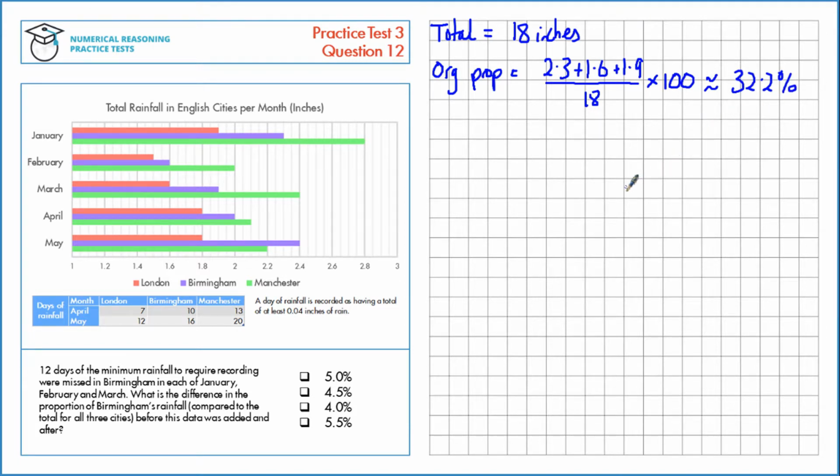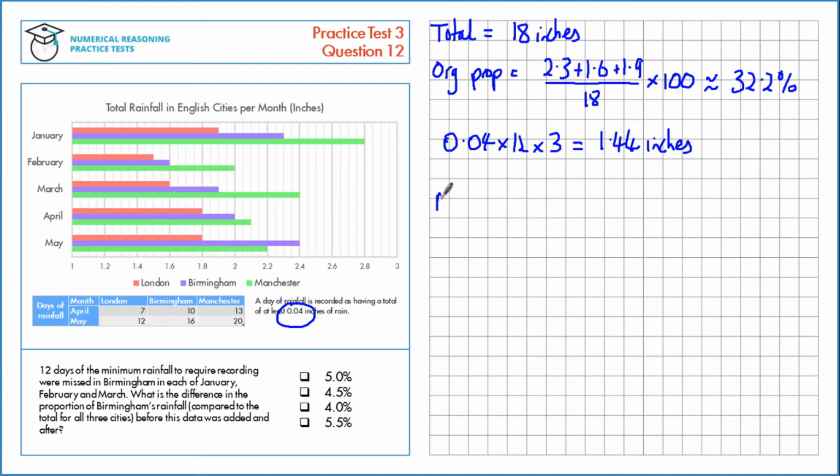Now let's calculate the difference when we actually consider the 12 days of minimum rainfall. We're told here that a day of rainfall has to have at least 0.04 inches of rain, so we need to add on 0.04 multiplied by 12 days, multiplied by 3 months, because we know that they were missed in January, February and March, which is 1.44 inches to add on.